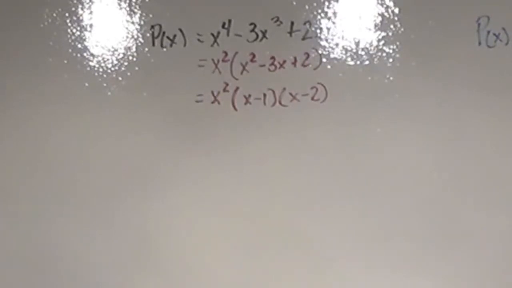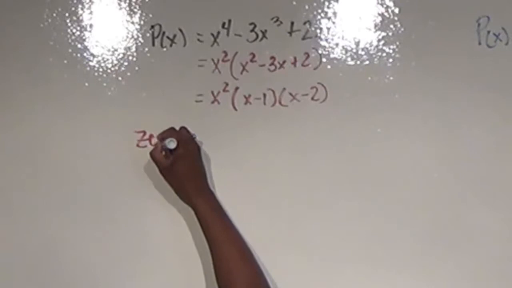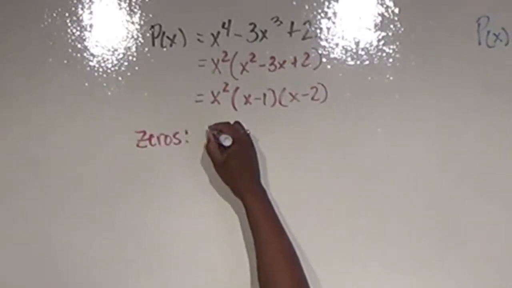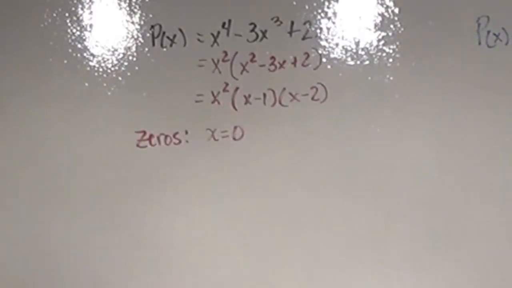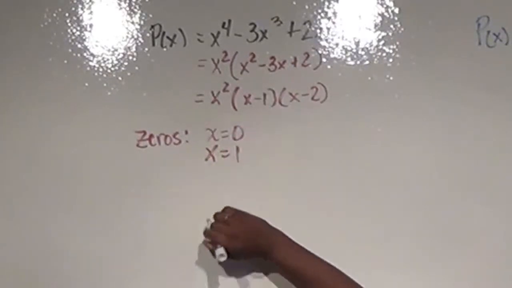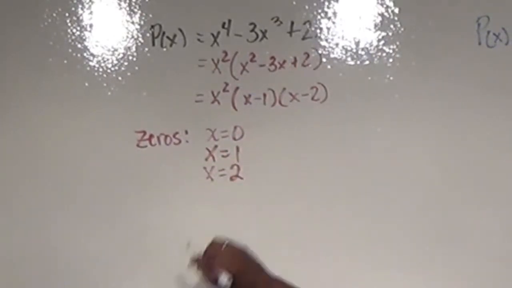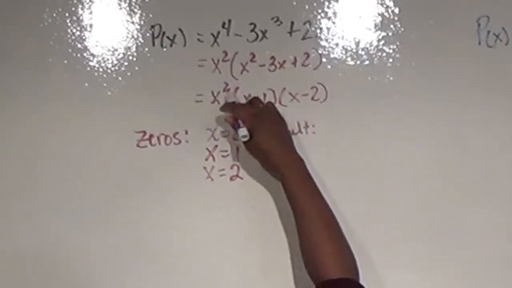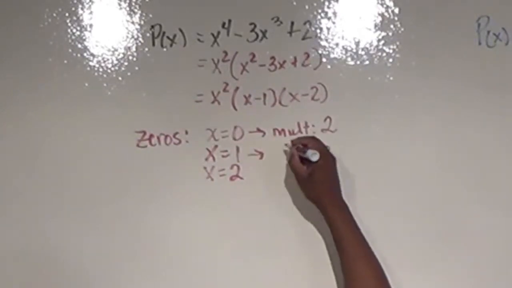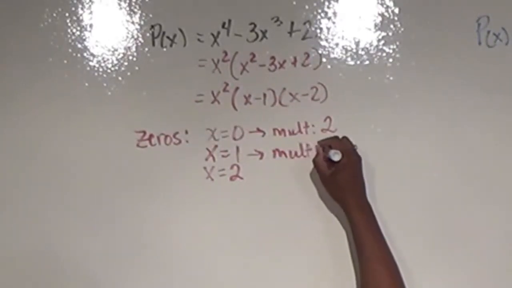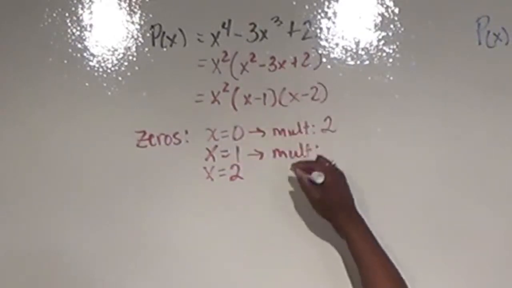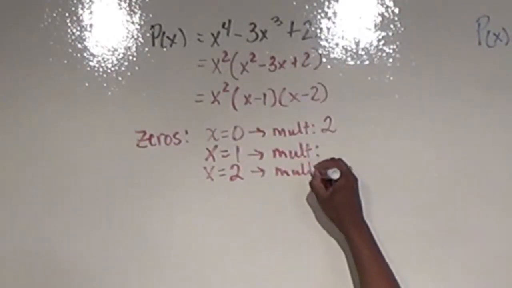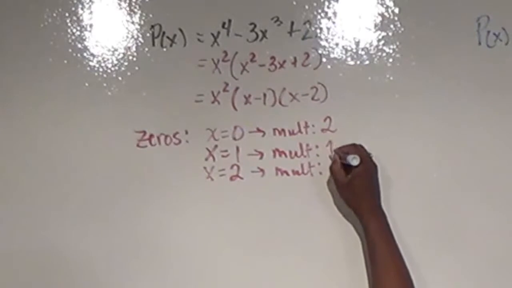And once I'm there, I can automatically find my zeros. So my zeros are x equals 0 from the first, x equals 1 from the second, and x equals 2 from the third. And our multiplicity, again, we can get from this factored form. So for x equals 0, my multiplicity is 2. For the others, my multiplicity is 1.